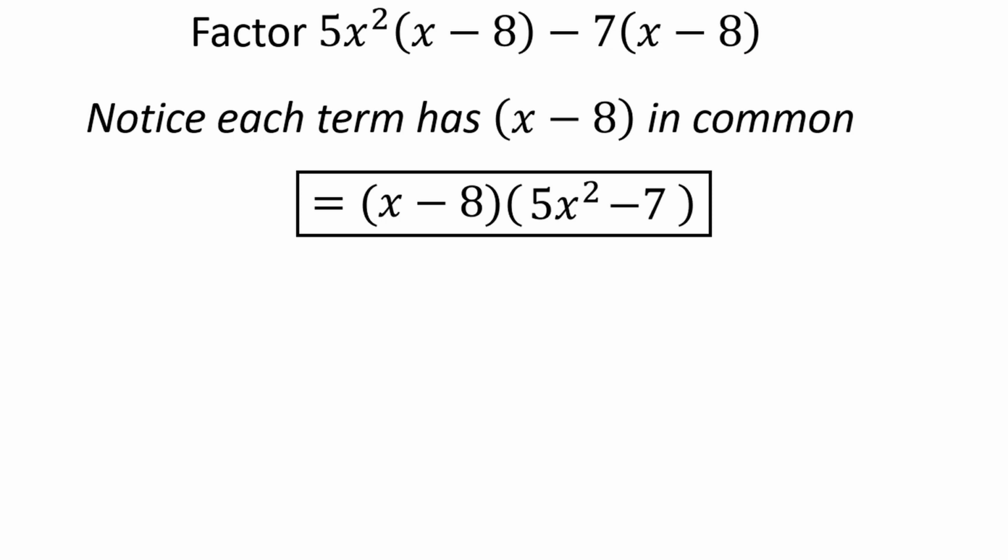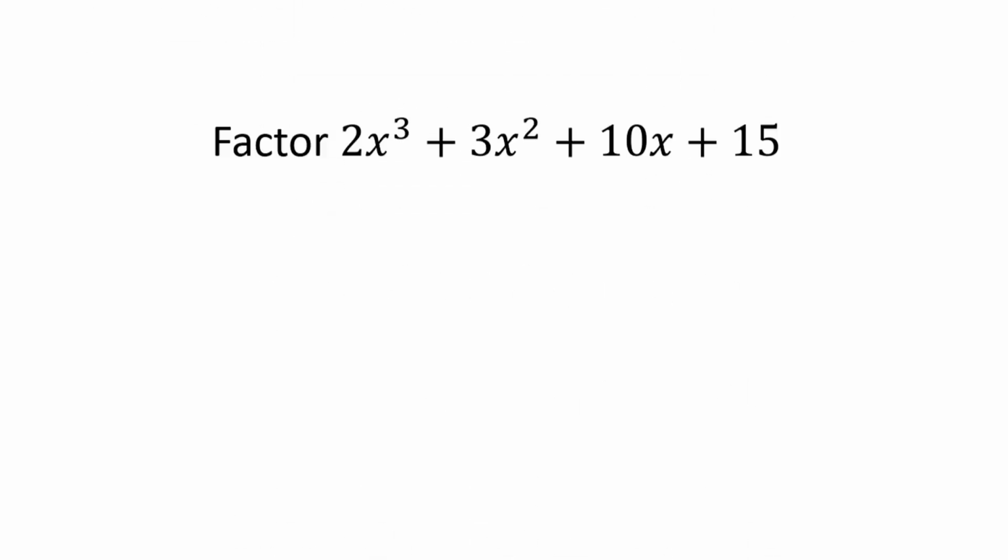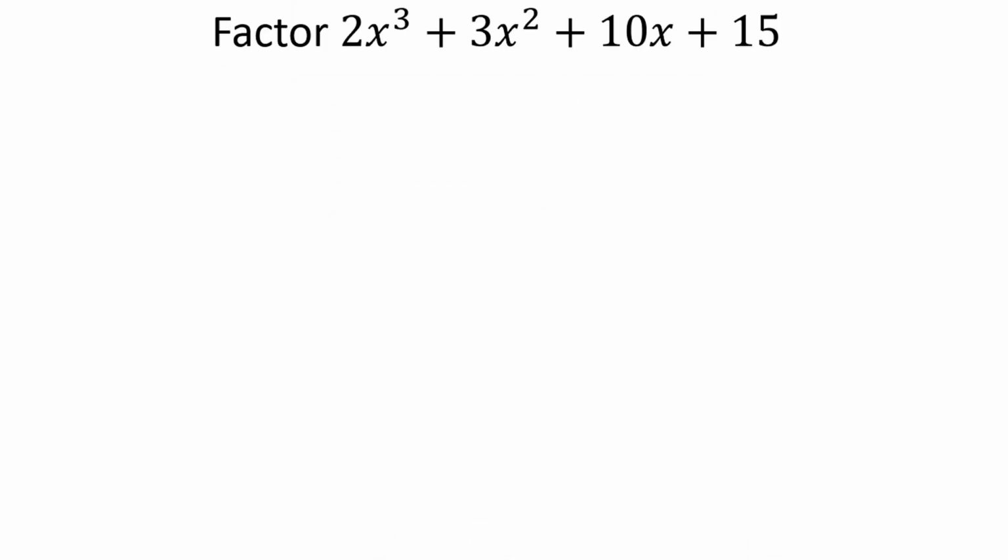This type of factoring will come about quite frequently, so whenever you see two binomials, like x minus 8, multiplying two terms, you can always factor that out using this process. Consider 2x to the third plus 3x squared plus 10x plus 15. There are no differences of squares, and there's nothing in common to all four terms that can be factored out.